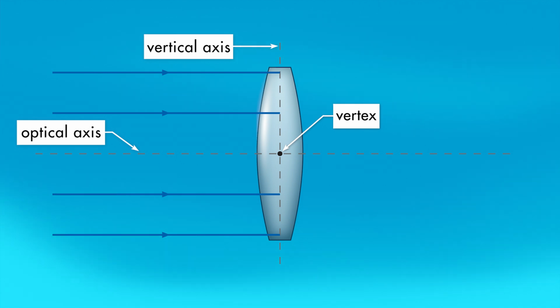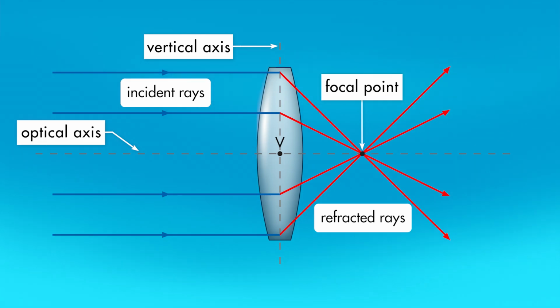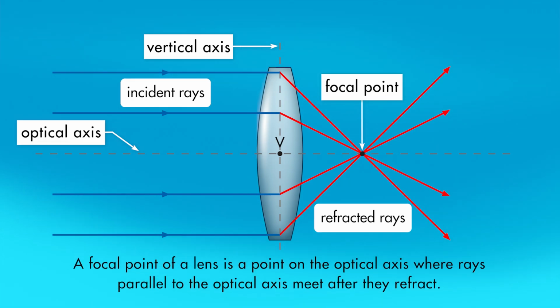Rays of light that strike an object, such as a mirror or lens, are incident rays. Rays of light that are refracted by a lens are refracted rays. Incident rays parallel to the optical axis strike a lens and refract through a point, called a focal point, on the optical axis. A focal point of a lens is a point on the optical axis where rays parallel to the optical axis meet after they refract.